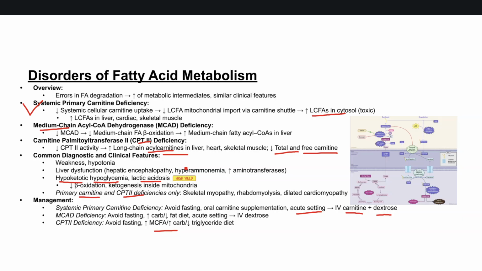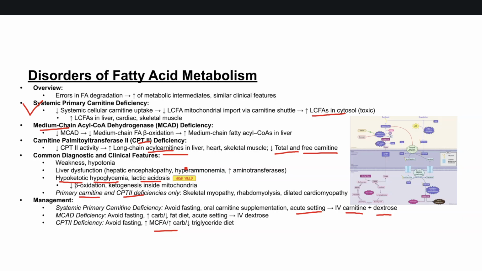Okay. Now look at MCAD deficiency. What you should do for these patients, again, is avoid fasting and give them a diet that is rid of medium chain fatty acids in general. Give them a high carb diet, or even in the acute setting, IV dextrose. CPT2 deficiency, avoid fasting again. Here you increase the amount of medium chain fatty acids, and even the carbs, and that should take the burden off of that CPT enzyme and allow the mitochondria to rest a bit.